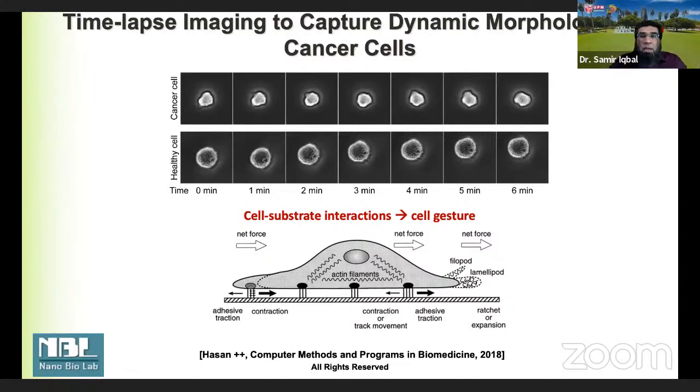But now what we are doing is we are looking at these cells. They do not look different, right? They behave differently. And that's where the cell motility or cell ruffling, which is natural for tumor cells, appears in the upper level. The upper strip is for tumor, the lower strip is for healthy cells. And that shows us the difference in the gesture.